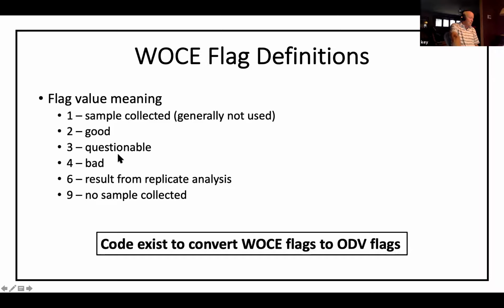2 is a good result, 3 questionable, 4 is a bad result, 6 is a result from replicate analysis, typically an average of some sort, and 9 means no sample is collected. There are 7 and 8 flags. Oh, I left 5 out. Okay, this should have a 5 in here. That's the one we had previously, which means the result is not reported.